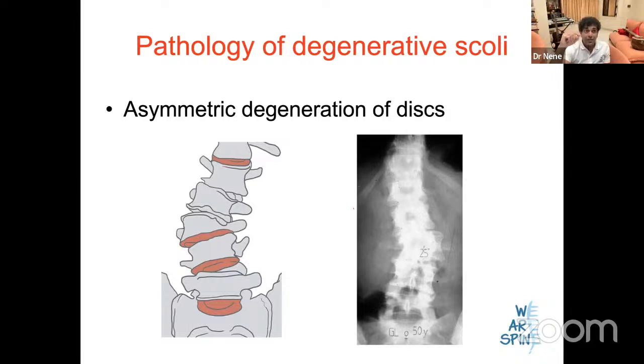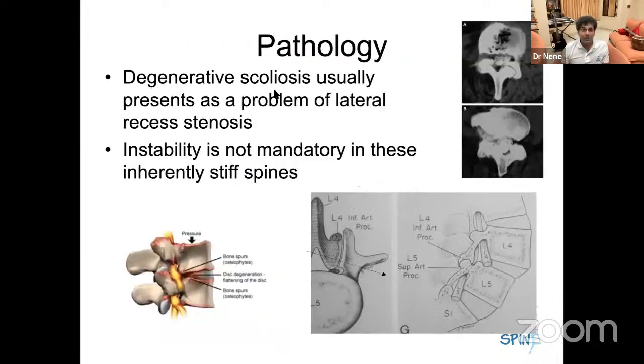The big difference here, as against an AIS, is that this is happening because of degeneration. So the facet joints are also getting degenerated along with it, which does not happen in AIS. And hence, there are things like subluxation and translation happening, which is not happening in AIS. There's concurrent LCS that is happening, which is not happening in AIS. So we'll talk about those differences.